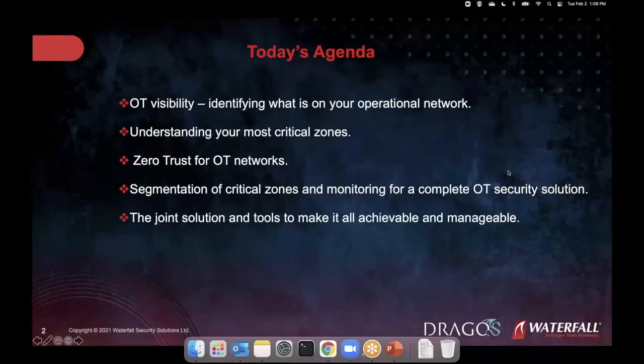So one of the things that we want to cover today first is OT visibility, really identifying what's on your operational network and helping you to understand through that visibility what are your most critical zones. And then we're going to talk about thinking about those zones more to a zero trust level for OT networks, and we're going to expand upon that a bit in terms of what that means and how the joint solution advocates that. We're then going to talk about the required segmentation and monitoring, as well as how the joint solution makes it all achievable. So go ahead, next slide, Jacob.